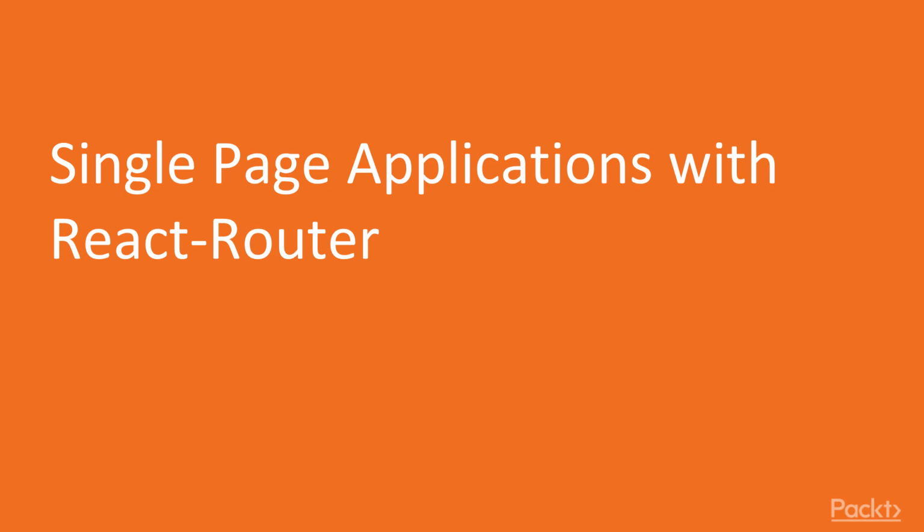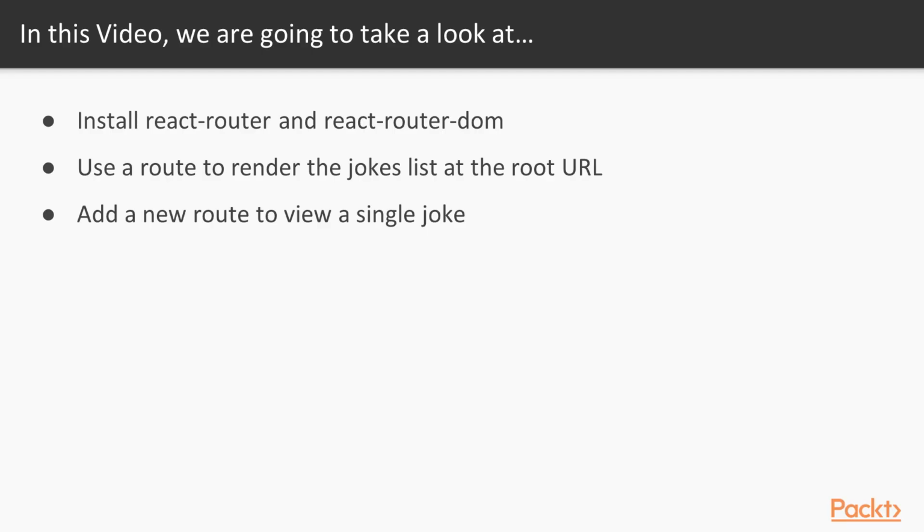In today's video, we'll be setting up additional pages in our React application using ReactRouter. We'll start by installing ReactRouter and setting it up so that the root URL displays the jokes list. We'll then add a new route that will allow us to view a single joke.